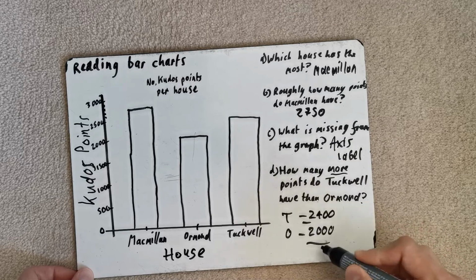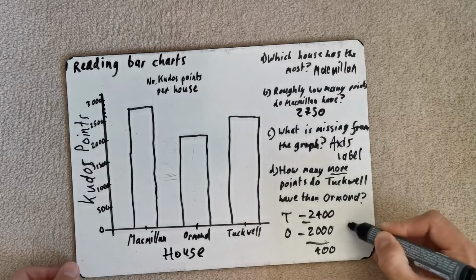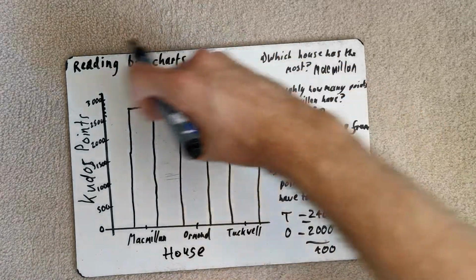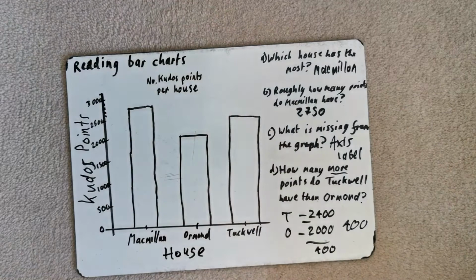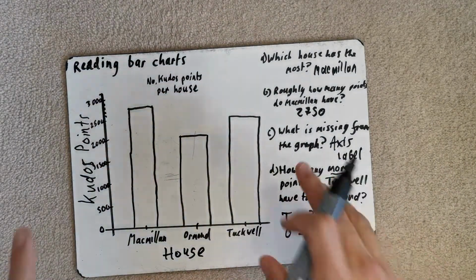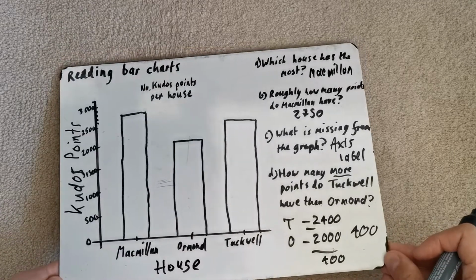So how many more do they have? We're going to take one away from the other. We're going to get 400 left over. So I would say about 400. If you put 500, that's probably fine. If you read that as 2,500, I'm okay with that, because this isn't exactly the clearest bar chart going. Okay, so that's just a very quick part on reading bar charts.